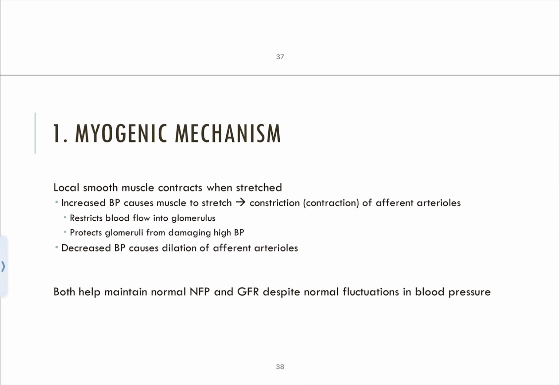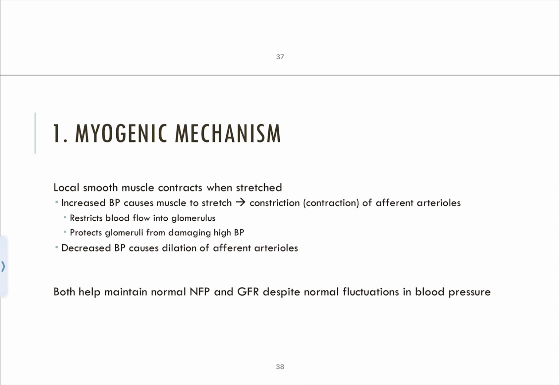So the myogenic mechanism is really going to reflect the property of our smooth muscle that we have in our vasculature. So it contracts when it's stretched and it relaxes when not stretched. So if we have a systemically rising blood pressure, this is going to stretch our vascular smooth muscle in our arterial walls, causing the afferent arterioles to constrict. And the purpose of the constriction is to help restrict the blood flow into the glomerulus and help keep the glomerular filtration rate at its constant level that's ideal for kidney function.